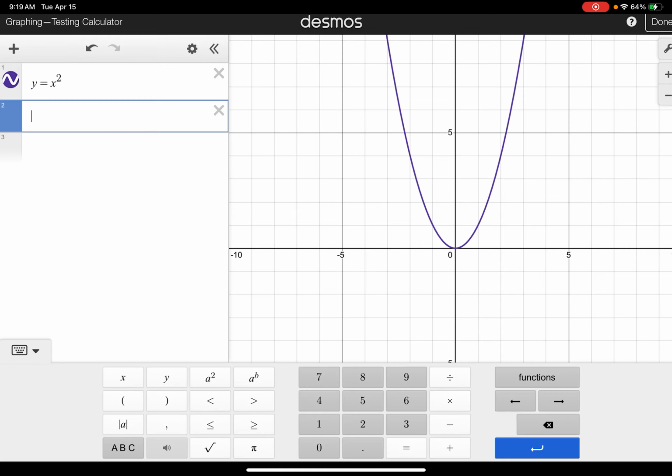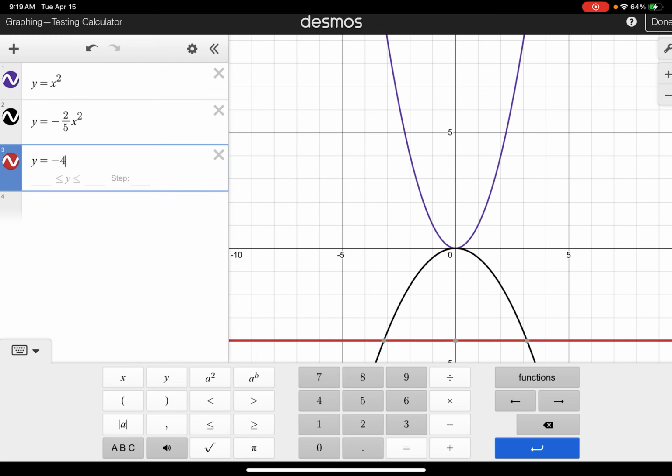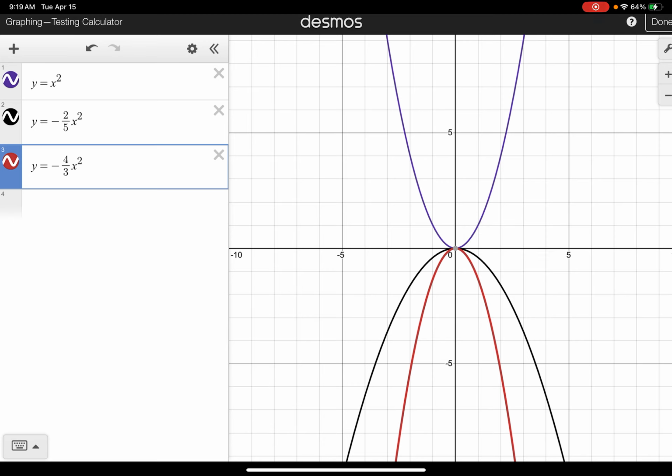And then I'm going to type in y equals, I'm going to put in b, negative 2/5 x squared, okay? And then I'm going to type in y equals, because I've narrowed it down to two choices, so I may as well just type them both in. 4/3 x squared, okay? All right, and notice the color coding, right? You got the black and the red, right? So the black one, let me turn that off.